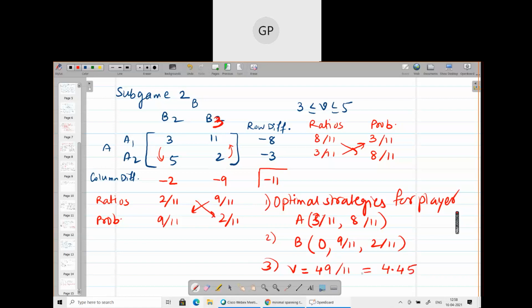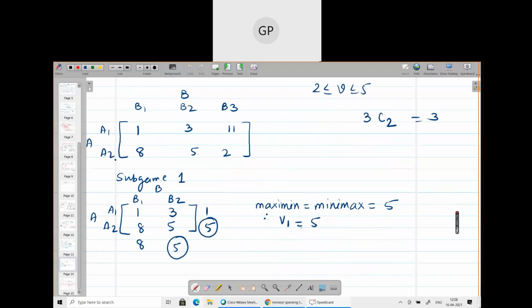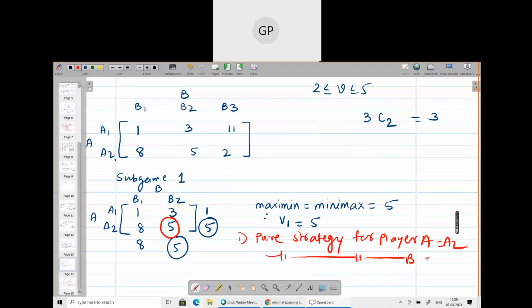4.45. Okay. And in the earlier subgame also we should write all these things. These are pure strategies now. Pure strategy for player A. So this is the saddle point 5. So the pure strategy is A2. Pure strategy for player B is B2. And the value of the game is 5. Okay.